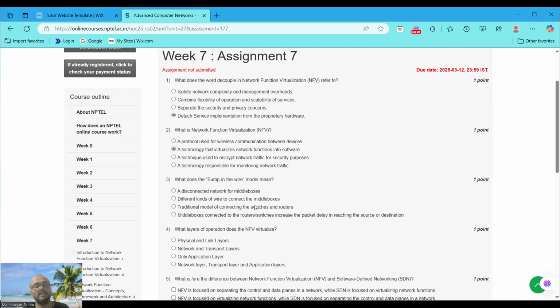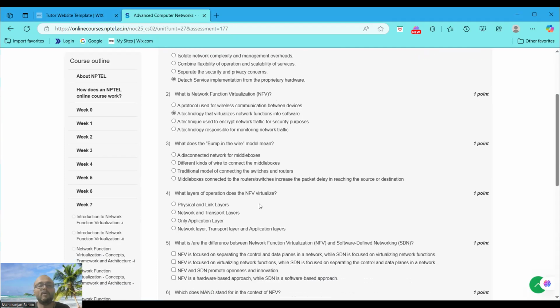Moving to question number 3, what does the bump in the wire model mean? Bump in the wire model means middle boxes connected to the router or switches increase the packet delay in reaching the source or destination. Bump in the wire is a term describing traditional middlebox deployments, such as firewalls and IDS, intrusion detection systems, physically inserted into the network path, adding latency as packets traverse them.